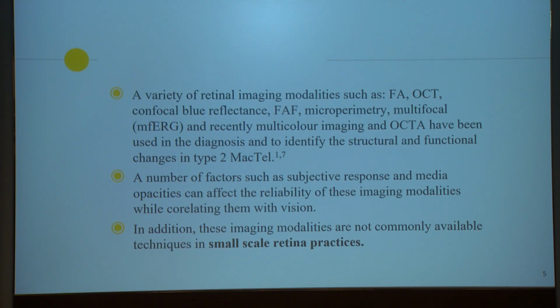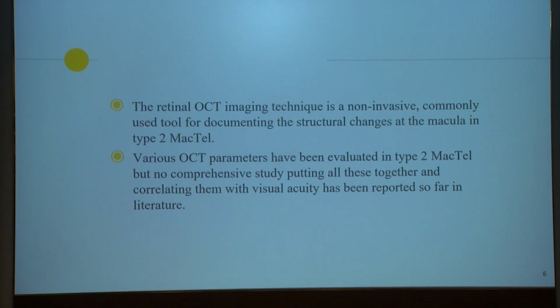A number of factors such as subjective response and media opacities can affect the reliability of these imaging modalities. In addition, these imaging modalities are not commonly available in a small scale retina practice. The retinal OCT imaging technique is a non-invasive, commonly used tool for documenting structural changes at the macula in type 2 MacTel, which is commonly available in a small scale practice.